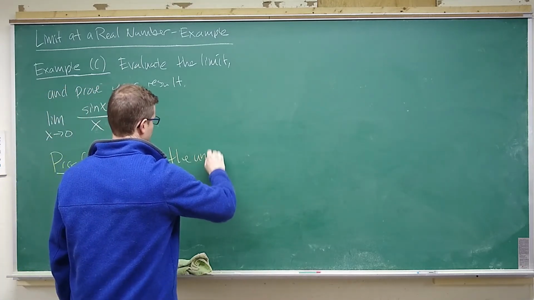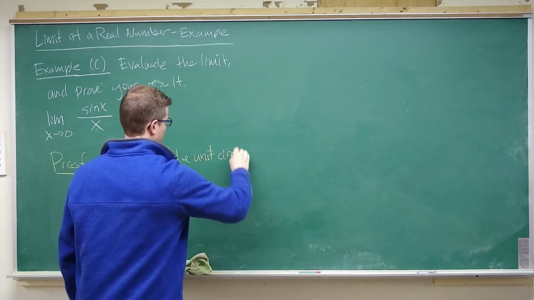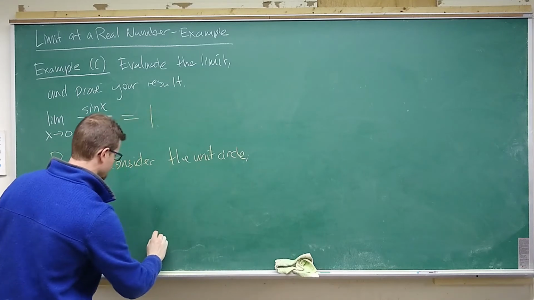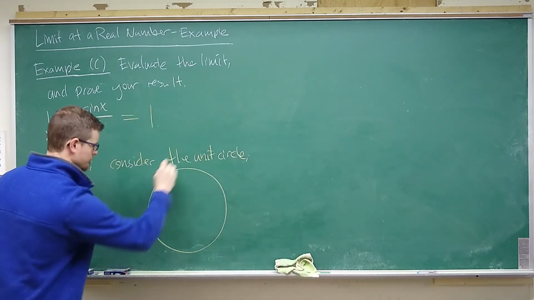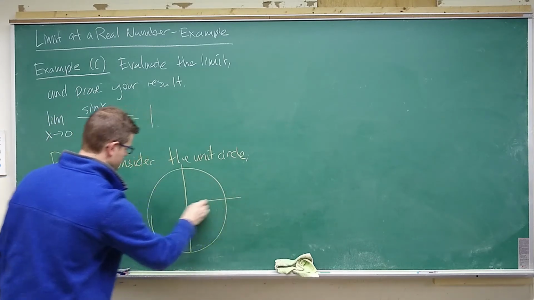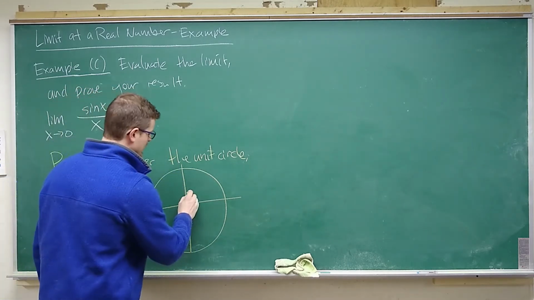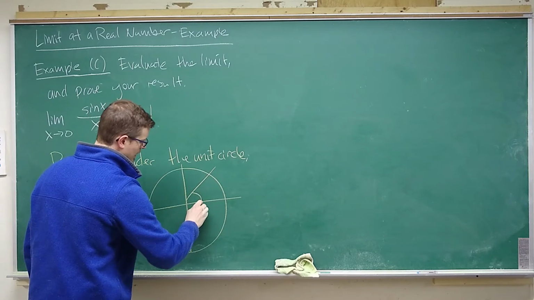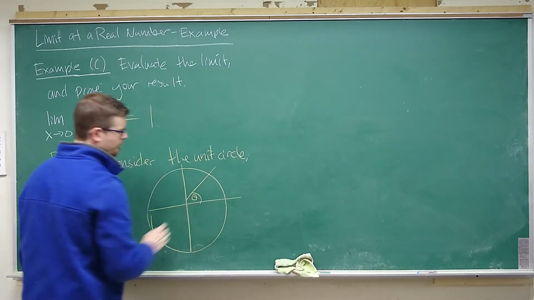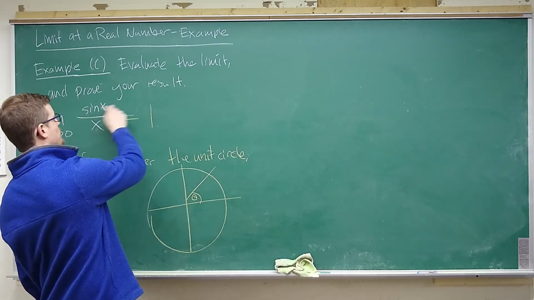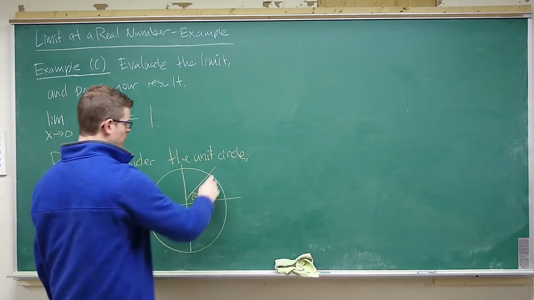the unit circle. So we'll begin with the unit circle. And what we're going to be talking about in this case is actually some angle theta. And that's going to be our x value, right? Because we evaluate trigonometric functions at an angle.